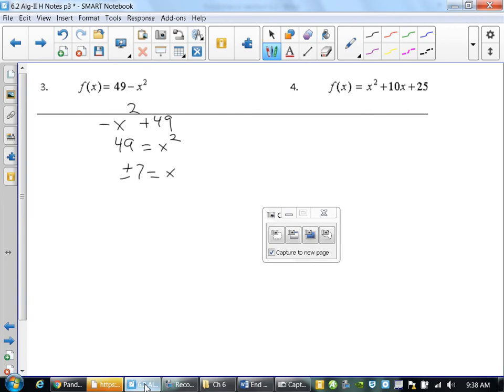Remember, all you're doing to find zeros is you set the function equal to 0 and solve for x. So you know tails down. Here's negative 7. Here's positive 7. And what would its y-intercept be? 49. Do I care? No.